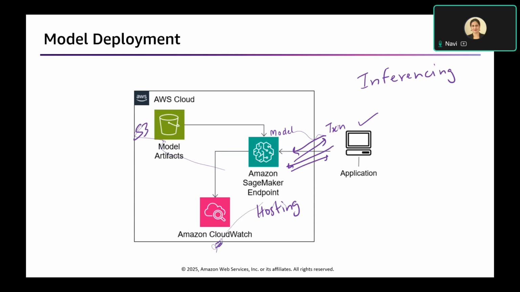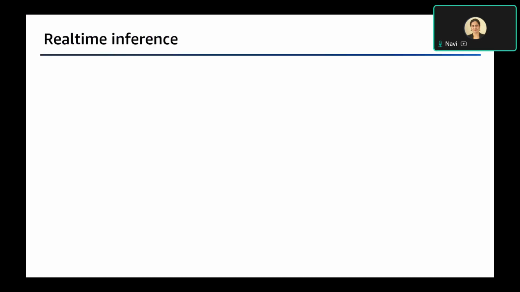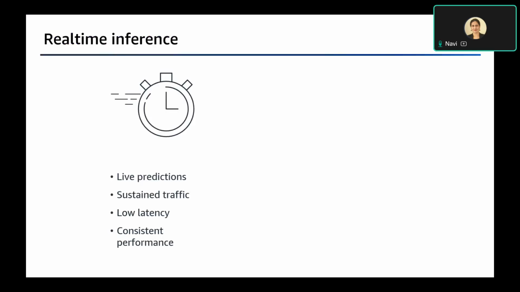And we're doing inferencing. Let's learn a bit more about what this inferencing is. With Amazon SageMaker inference, when you create an endpoint configuration, you must choose an inference option. The first one is real-time inference. With real-time inferencing, your application or website sends data to the machine learning model and it quickly provides the predictions back in a few seconds. So this is like live prediction.